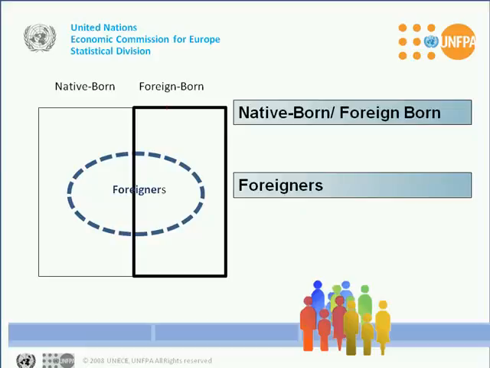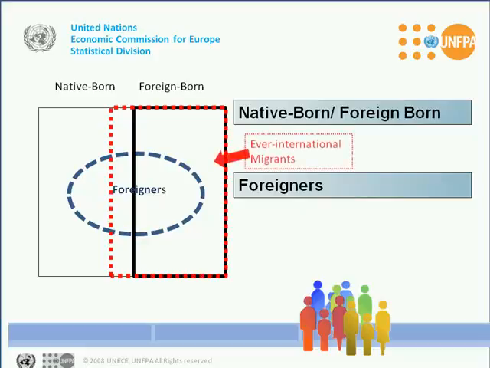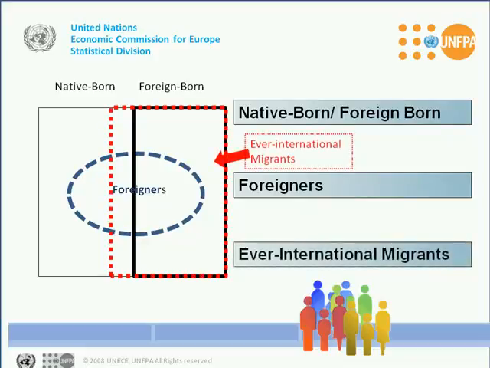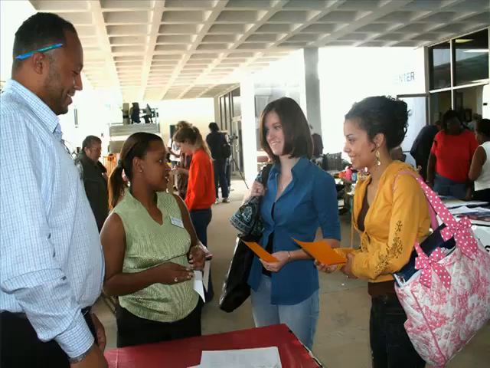Finally, we can identify with a red line the ever-international migrants. All foreign-born persons are ever-international migrants because they change their country of residence at least once in their life. Some native-born persons may also be included if they lived abroad for some time and then returned.